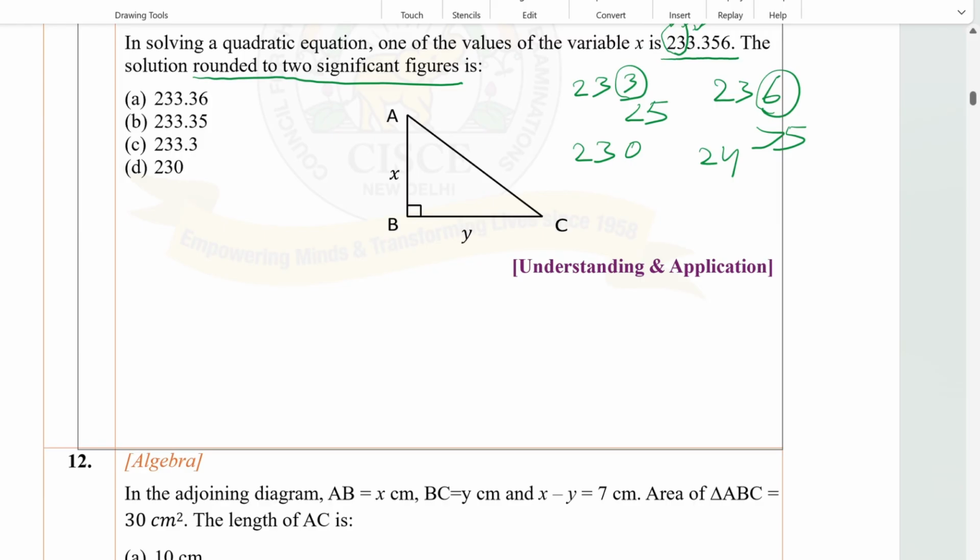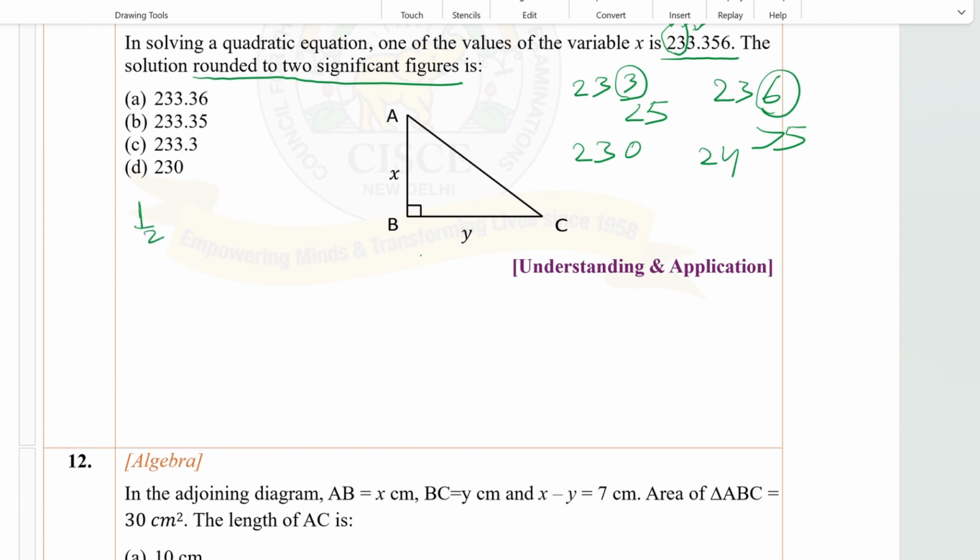The area of a right angle triangle is half base into height. That means half into xy equal to 30, given. So xy equal to 60. Now x minus y is given as 7. We have to find AC.